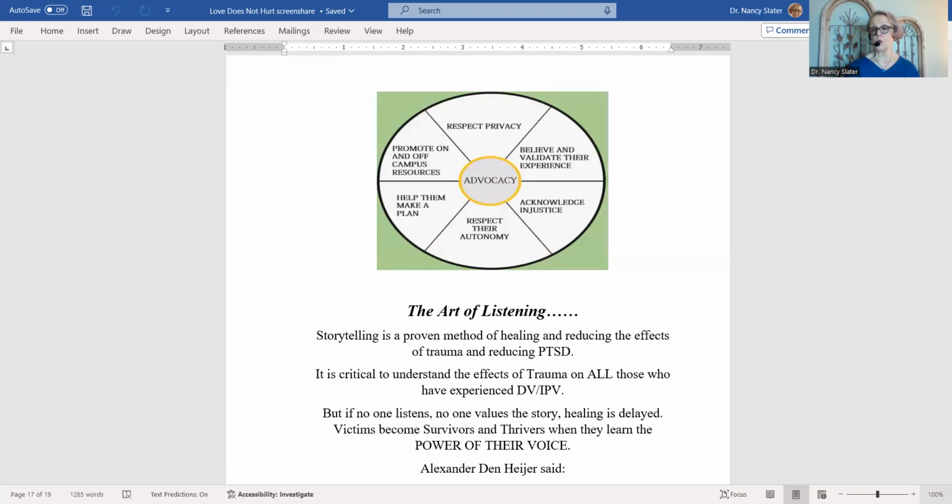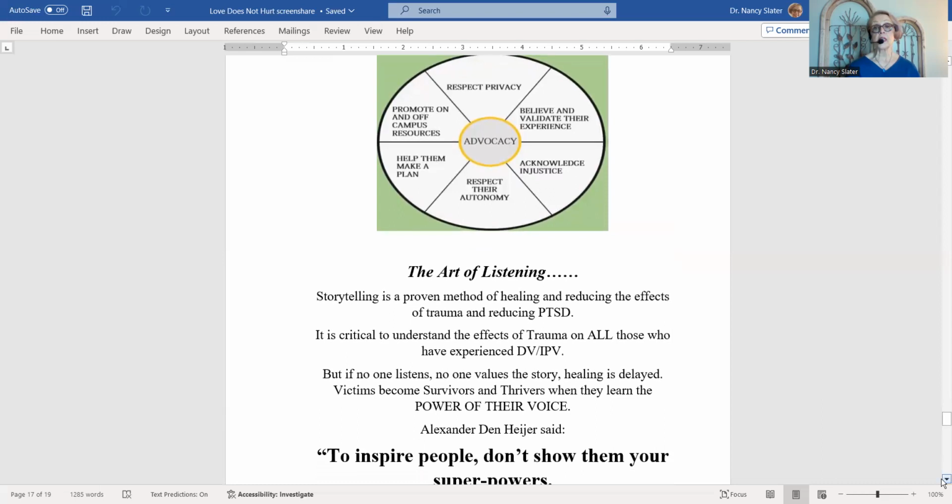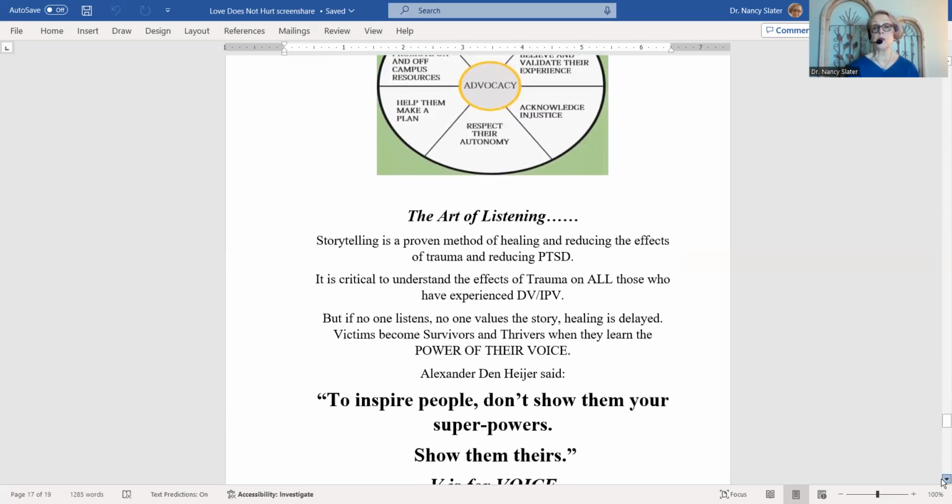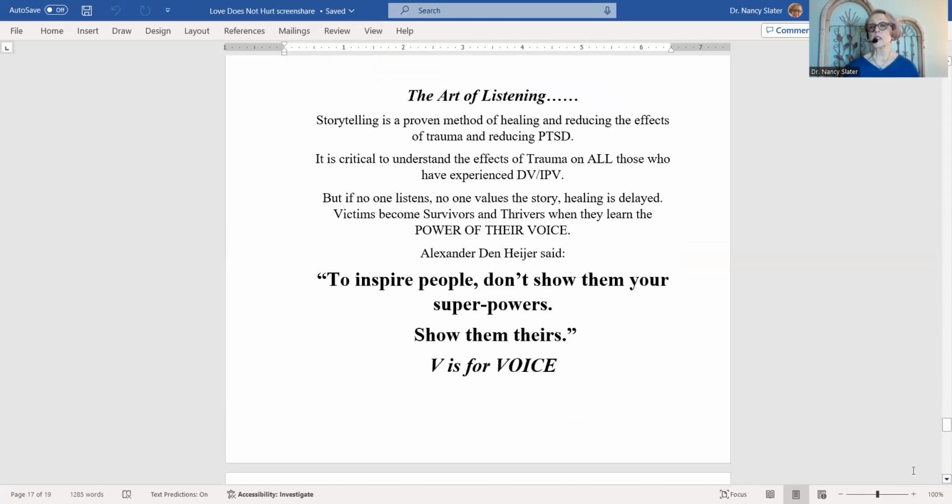So here's another advocacy wheel, and it has a little bit different things, respect privacy and so forth, helping them make a plan. But it talks a little more about the art of listening. Storytelling is something that we have learned from our ancestors, from the Native Americans who were here, from those cultures that only had an oral history. We have understood the importance of storytelling, and we've understood in the intimate partner violence movement and therapies that telling the story is a proven method of healing and reducing the effects of trauma and reducing PTSD, post-traumatic stress disorder.